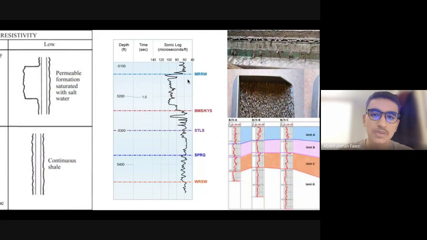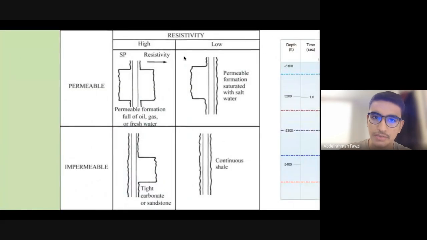Yeah, and that's also some explanation of the sonic waves. So sonic waves also give us density as well. The more time you have, the less density that you have. The smaller the time, the faster it is, the more density that you're going to have. That's also an explanation of resistivity.